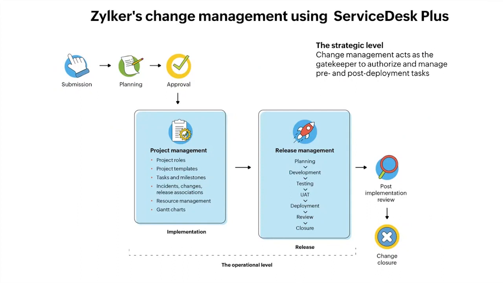Now that we've seen the different kinds of changes, we've also seen the various challenges that Zilker faced. Let's go ahead and see how Zilker's change management strategy can be improved using an ITSM platform like ServiceDesk Plus. We know that Zilker's first stage was pretty good. This is your submission, your planning, and your approval stage. We saw that all of that was really smooth for them. Where things went wrong for Zilker was their operational level, which is the implementation and release level.